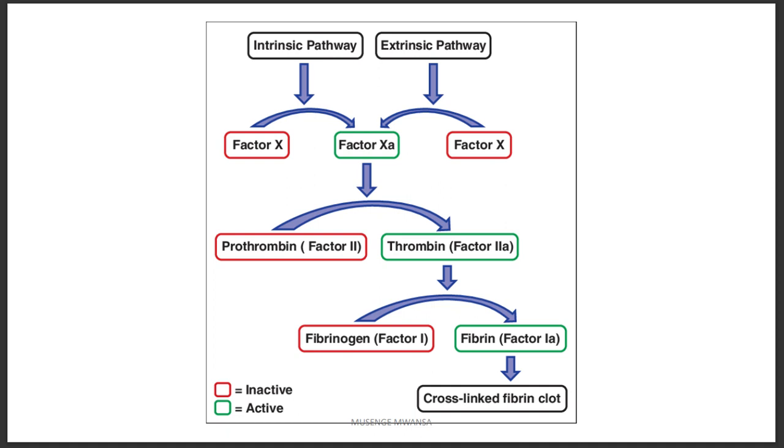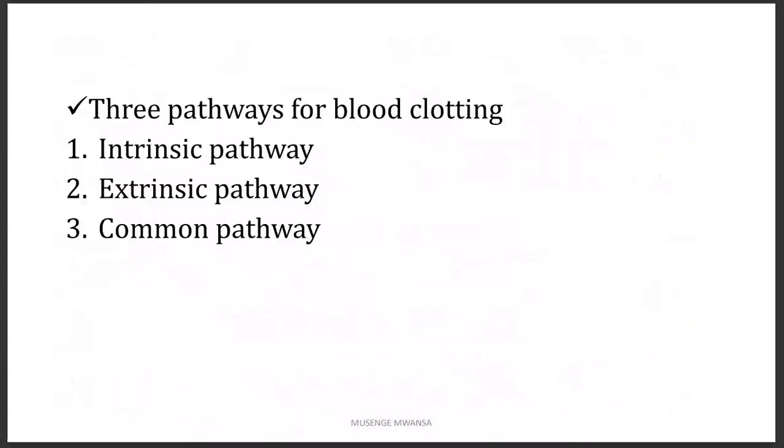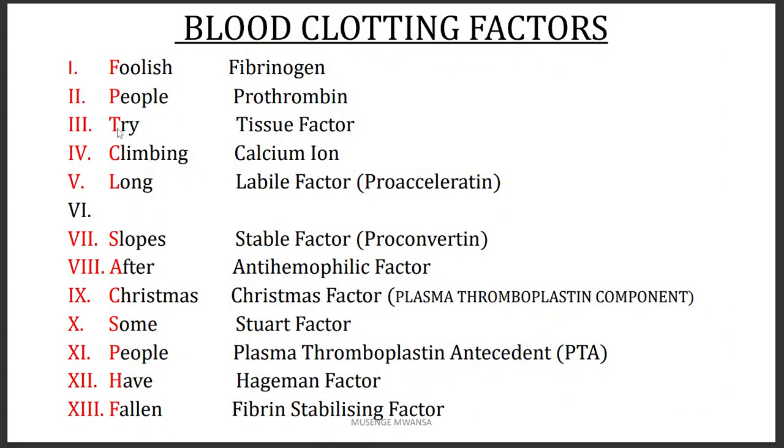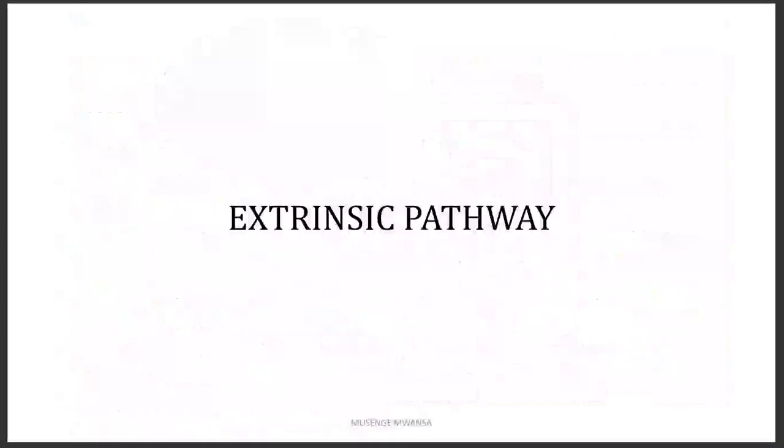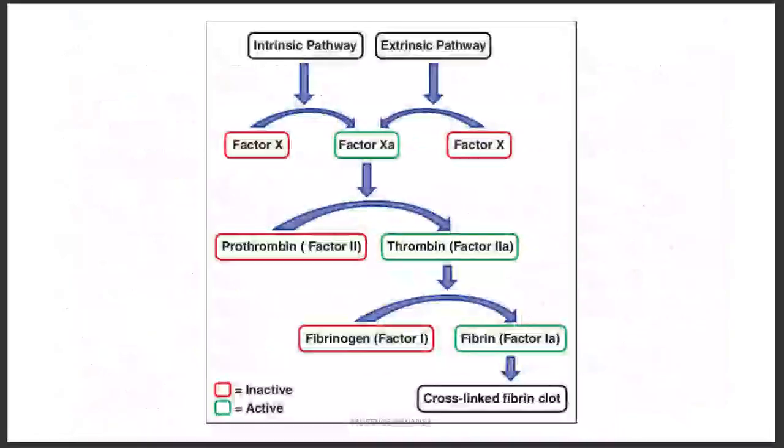So factor 5 and factor 4, let me just show those. Okay. So factor 5 is the labile factor, and then factor 4 is the calcium. I've not talked about this, but I've talked about the rest. What do we think? Where do these work? These two are going to work together in the common pathway together with factor 10. So when we have activated factor 10 to factor 10A, the calcium also comes in, that is factor 4. Also the factor 5.